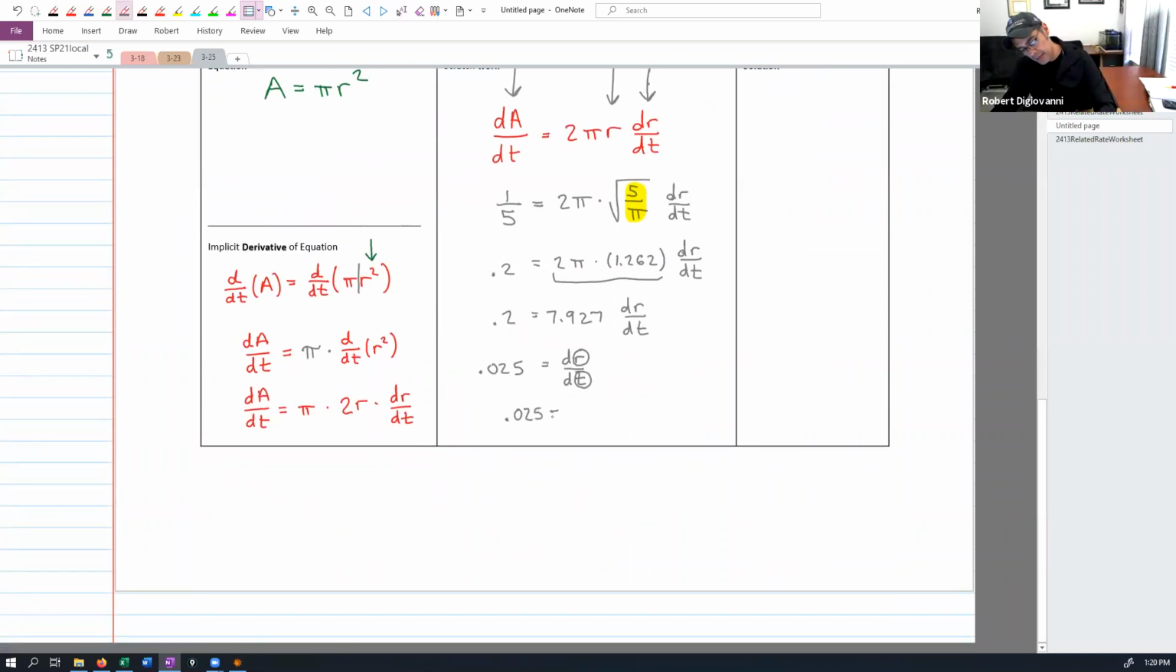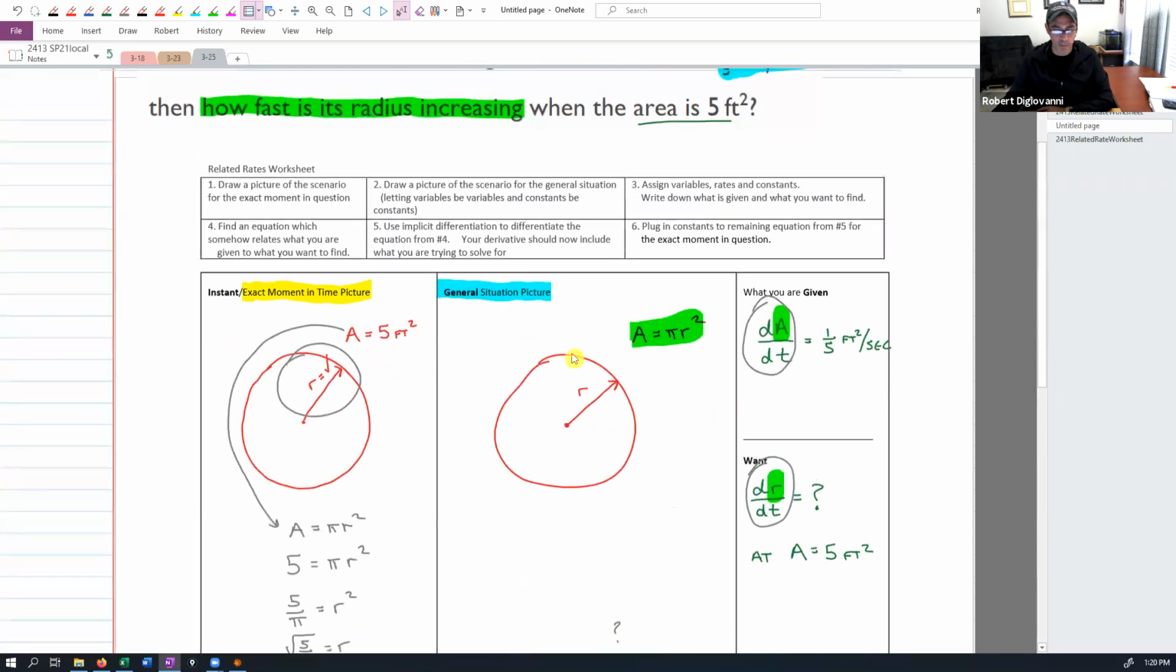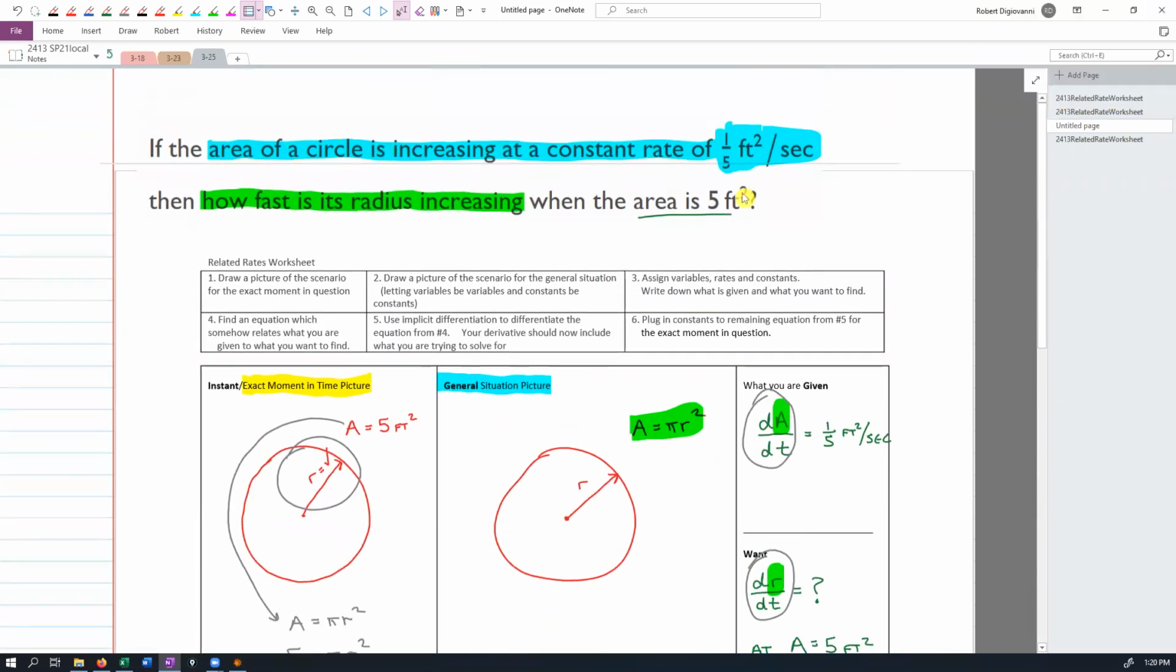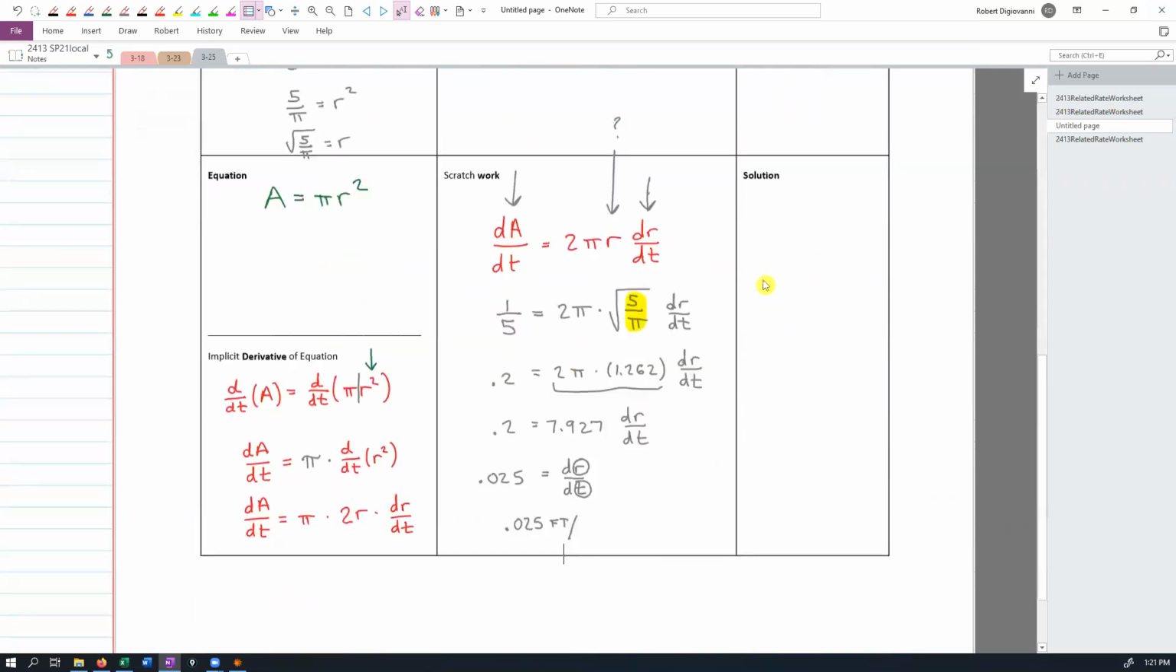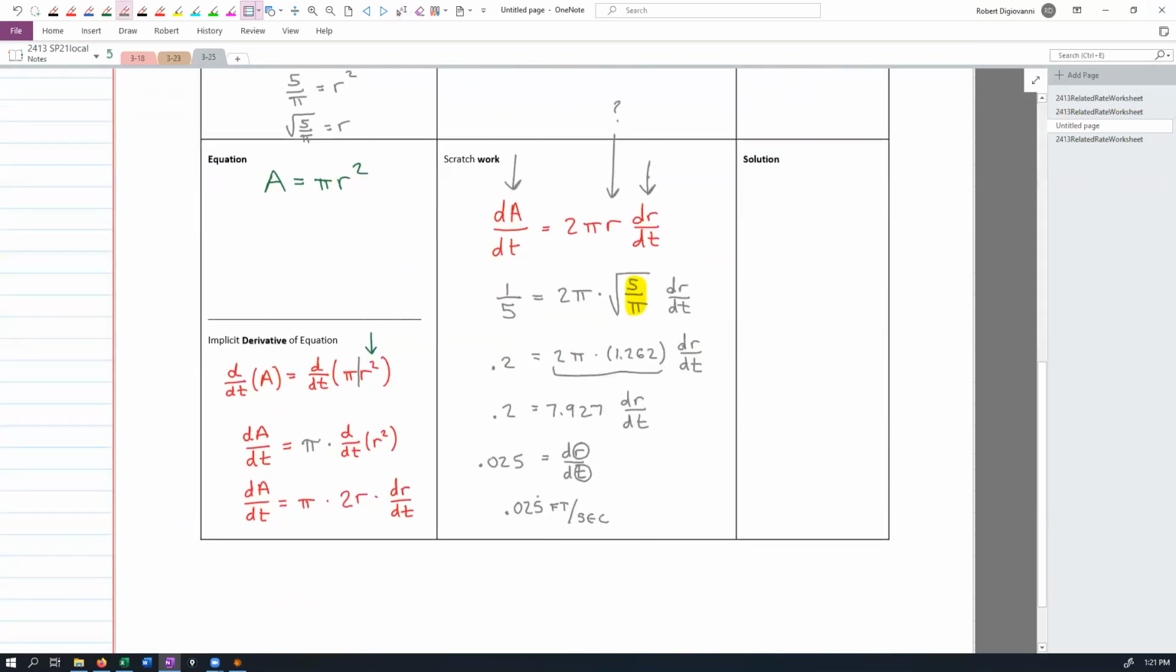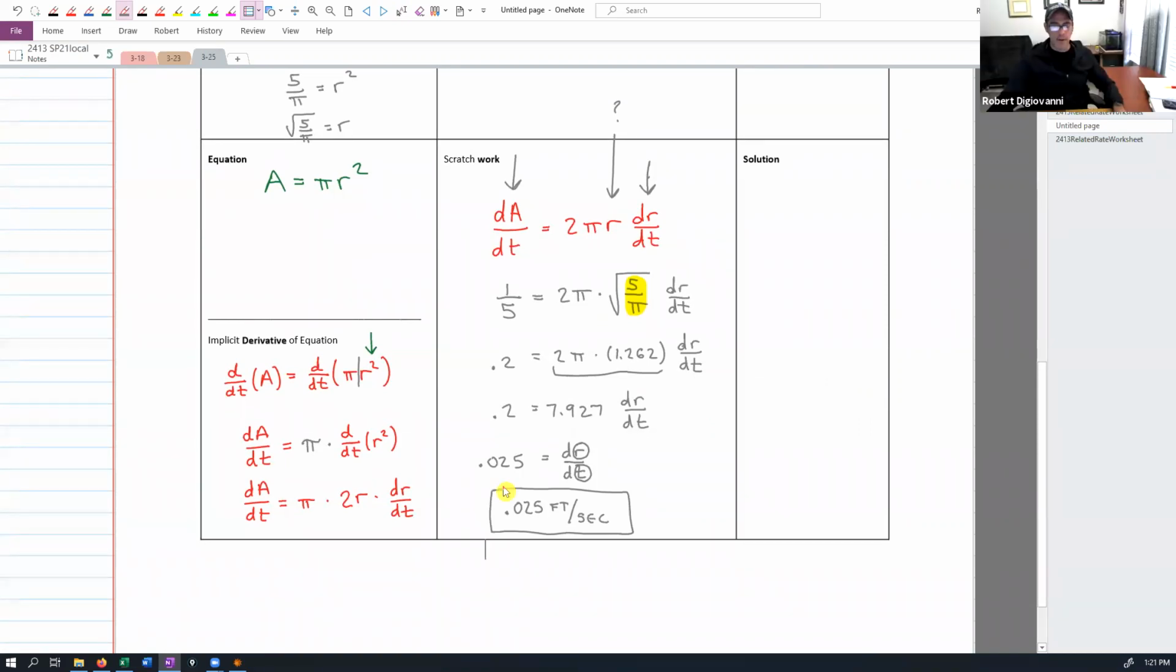So our answer should be 0.025 feet per, now time, look at the bottom, t. Time is the measurement of time. And what is our measurement of time in this problem? Seconds. Seconds. All right, there we go. 0.025 feet per second.